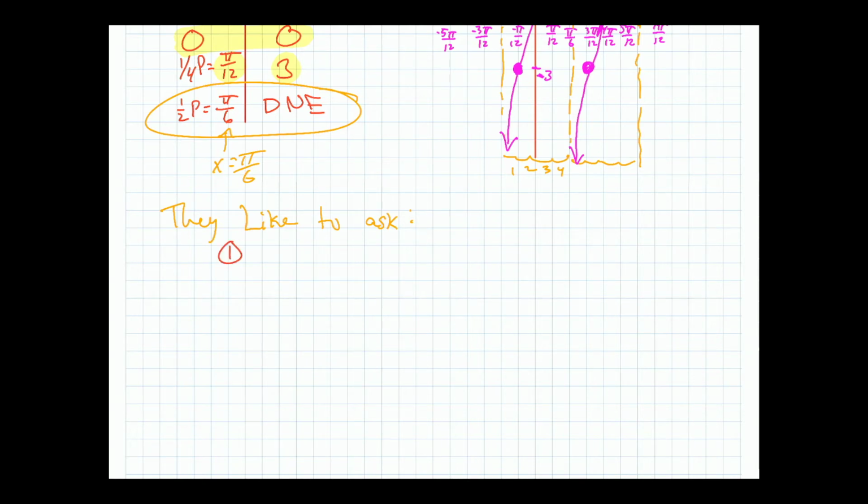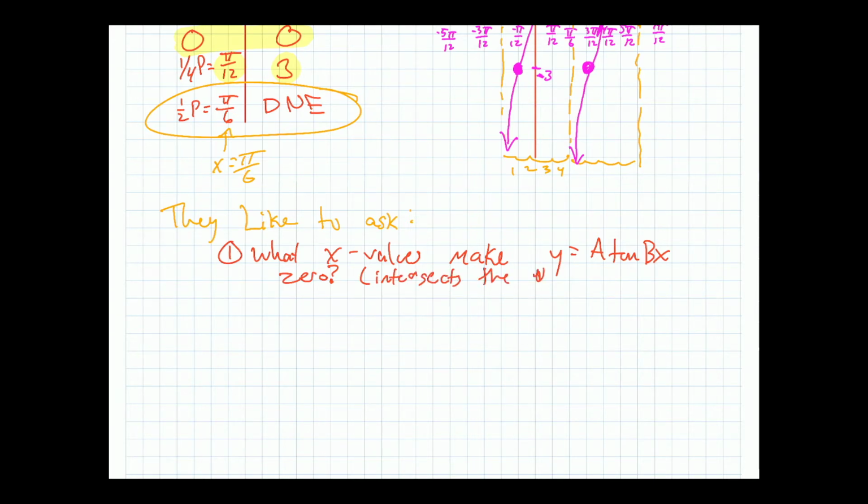2 questions. Number 1 question, let's see. What x values make y equals a tan bx 0? They like that question. Or they could say, intersects the x-axis. That's the same thing. They like that question.